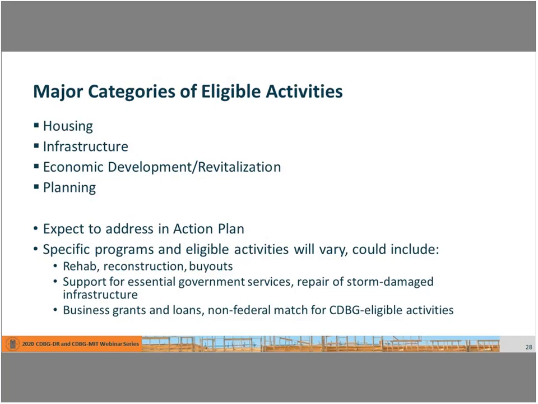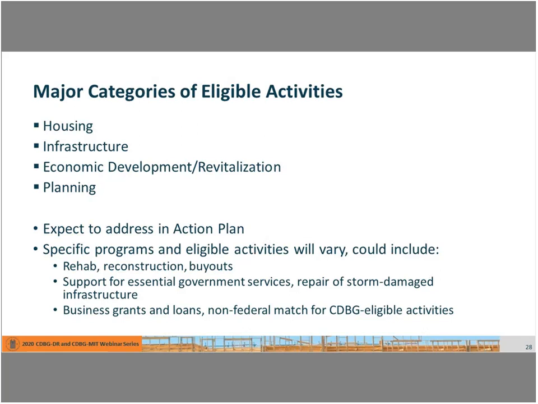In your action plan, as Scott referenced, you need to identify how to distribute your funding between your major activity categories, which are housing, infrastructure, and economic development. HUD is going to expect a justification of that distribution that reflects the outcome of that unmet needs assessment that he referenced. This slide gives some examples of the programs that grantees typically undertake under those broad categories: housing rehab, buyout programs for housing, infrastructure repairs or assistance for essential government services.